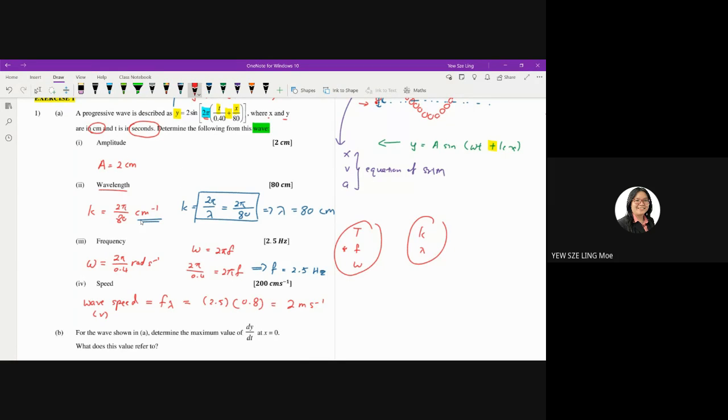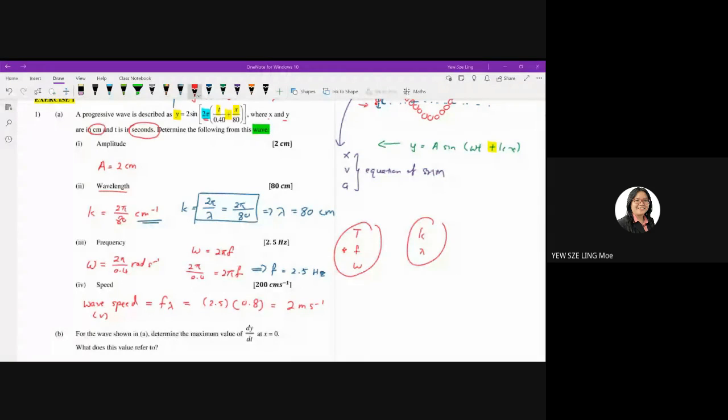So I give you 2 minutes to write it down before we proceed to the next question, because 1B is slightly complicated. So make sure you understand 1A first. Try to go through 1A as a form of revision. If there are any questions, please ask before we proceed to the next question.